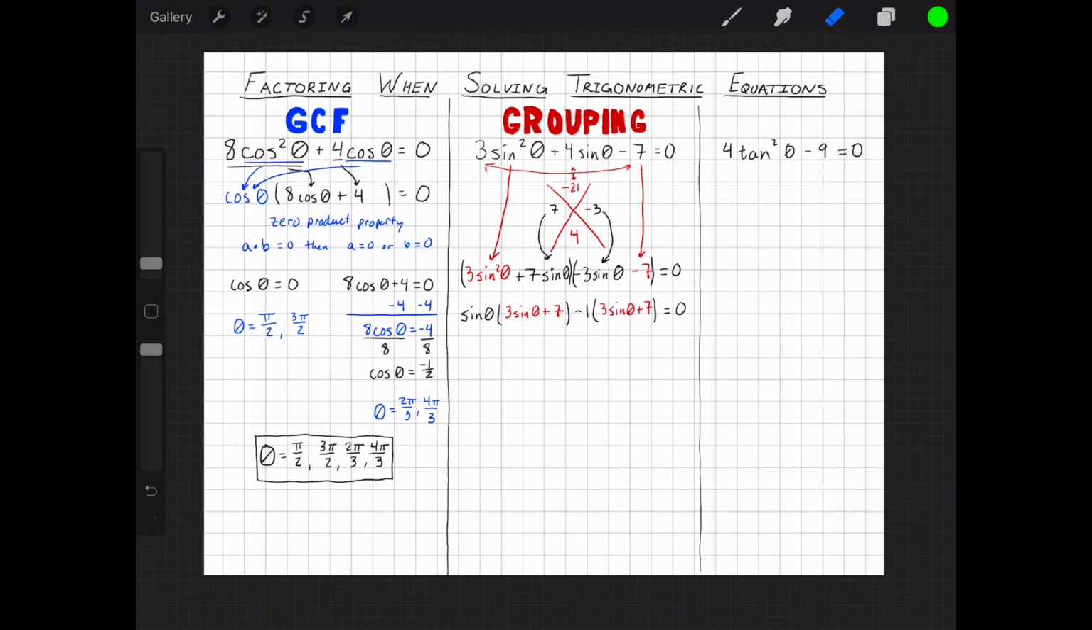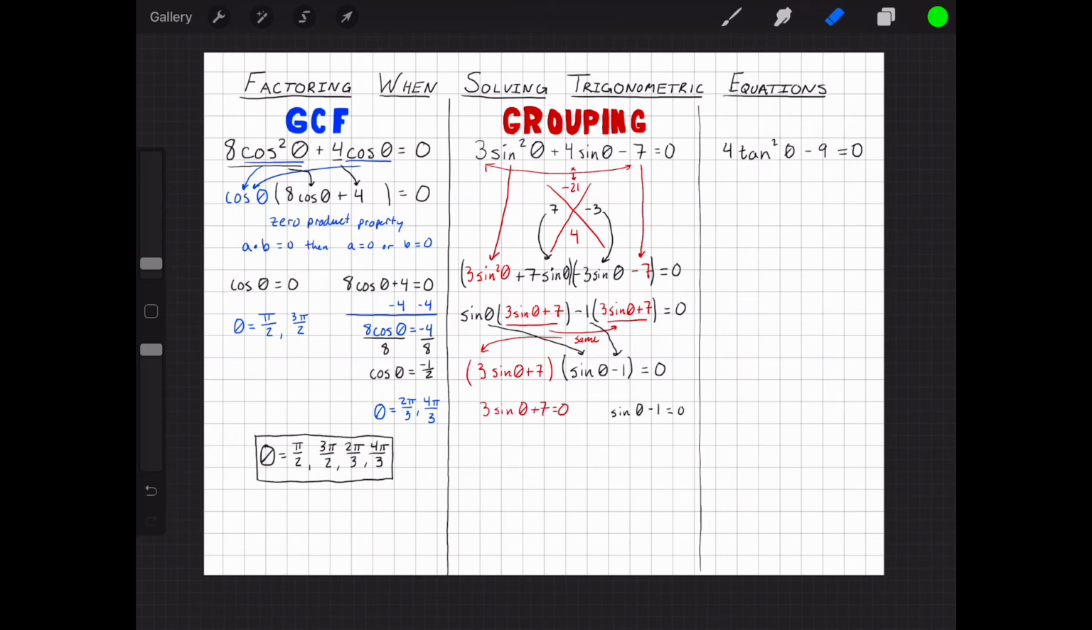Notice that the parentheses are exactly the same, and that's what you want before you can move on. So once you have that, you can factor that out, and then that leaves you with what remains, which is sine of theta minus 1. And then zero product property allows me to split them up.